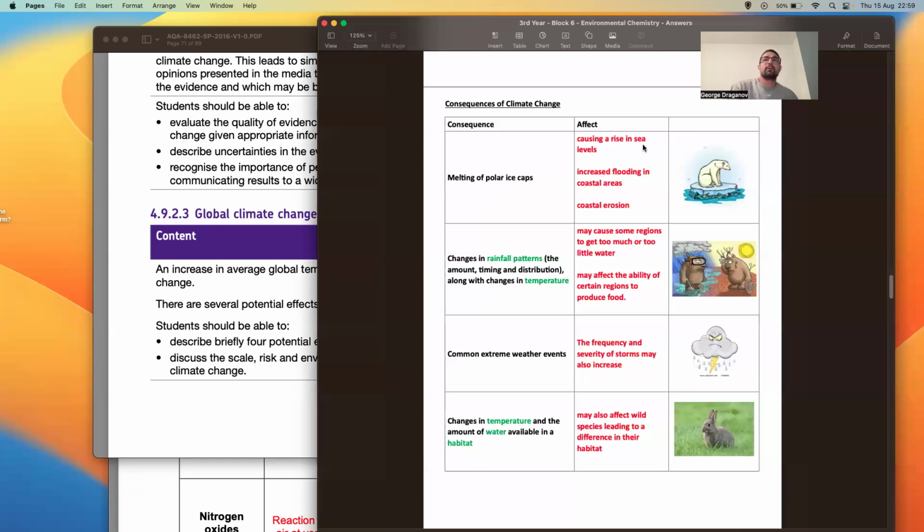Melting of ice caps causing rising in sea levels, flooding. The poor polar bear loses its habitat. Common extreme weather events, so getting storms increasing unexpectedly. Changes in rainfall may cause regions to get too much or too little water, which can affect the food in those regions and in turn the animals. Changes in temperature and amount of water available in a habitat can also lead to wild species losing their habitat or changing their habitat.